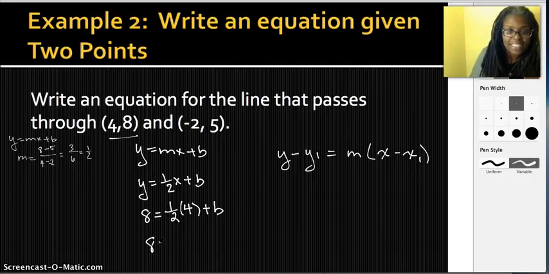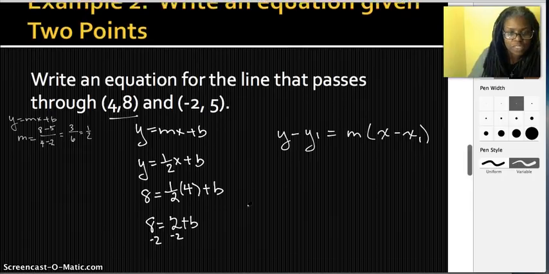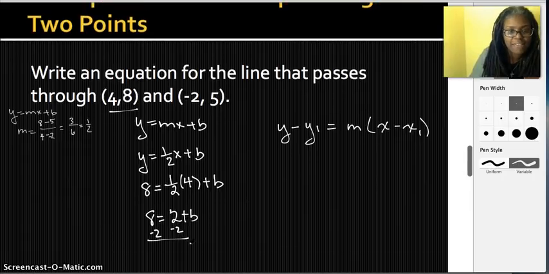So 8 is equal to 1/2 of 4, which is 2, plus b, and I can do a little bitty easy math. Let me see if I can slide this up so you can see good. I find out that b is equal to a positive 6.